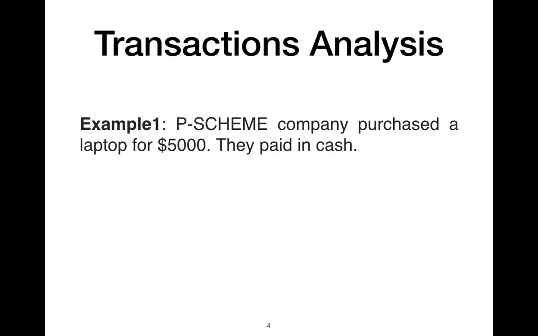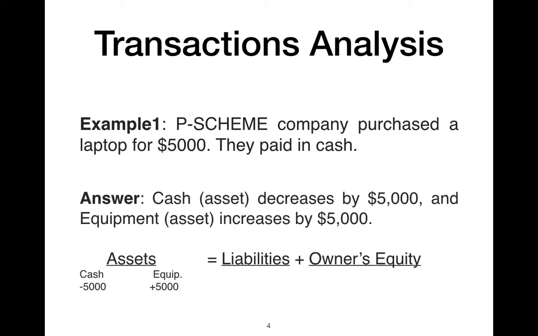In example 1, we have a laptop that was purchased by Peacekeep company for 5,000 US dollars. This amount was paid in cash. This means that Peacekeep company's cash decreased by 5,000 and its equipment increased by 5,000 US dollars, which is the value of the laptop. Both cash and equipment are asset accounts, so they appear on the left hand side of the equation.